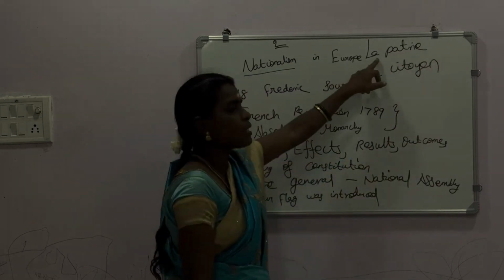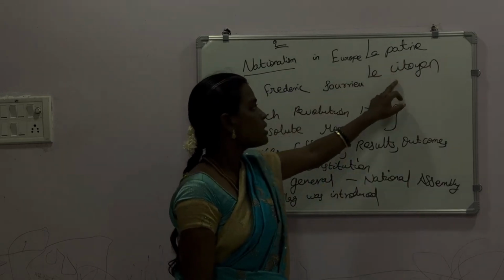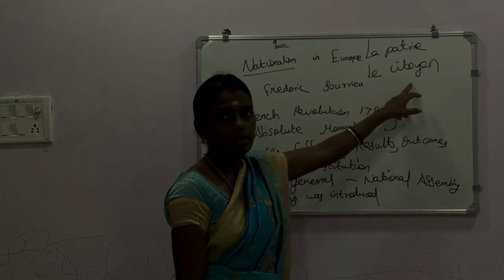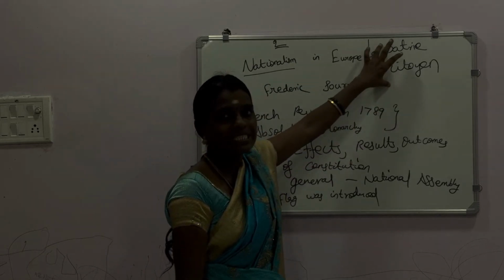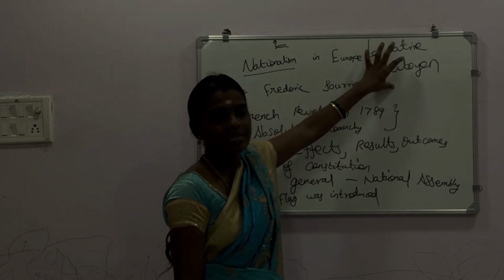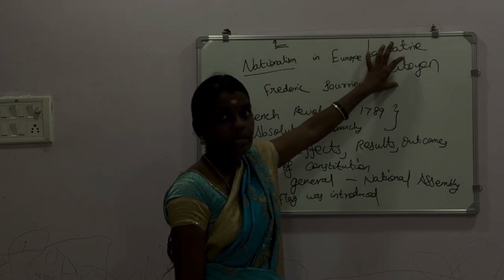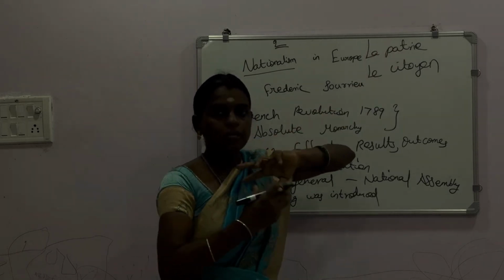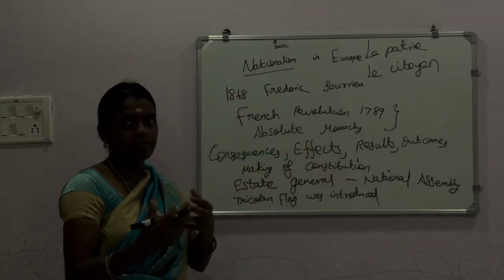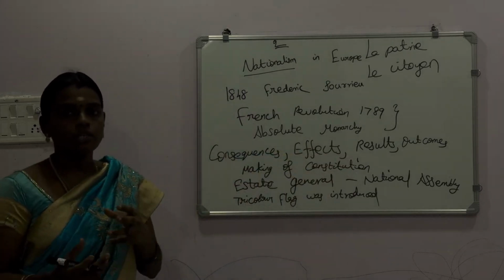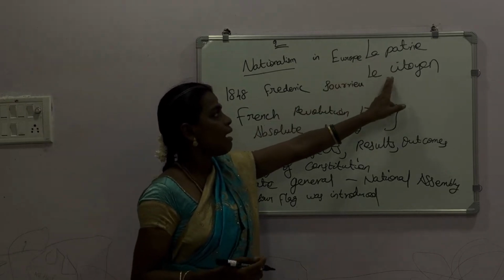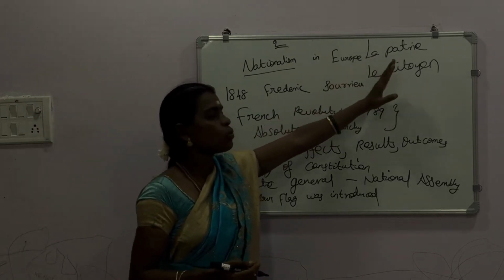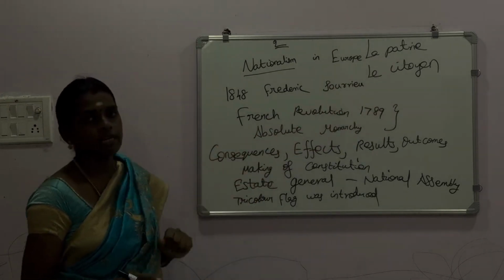So la patrie means fatherland, and les citoyens means citizens of France. These indicated their unity, that they are united with each other and equal with everyone. That is what was highlighted with the words la patrie and les citoyens. This is also one of the outcomes of the French Revolution.